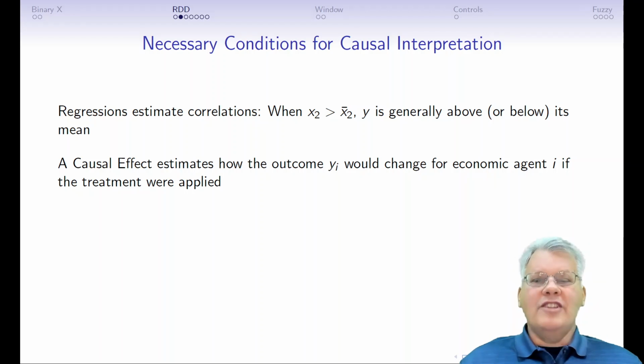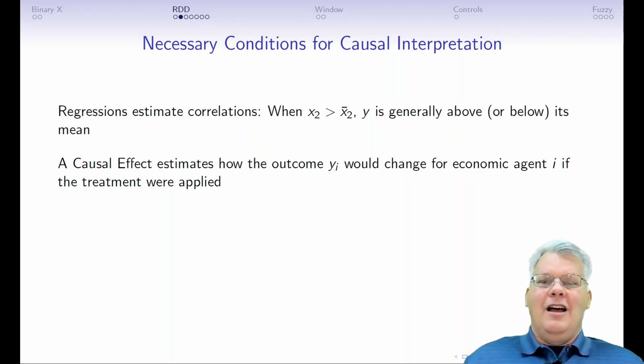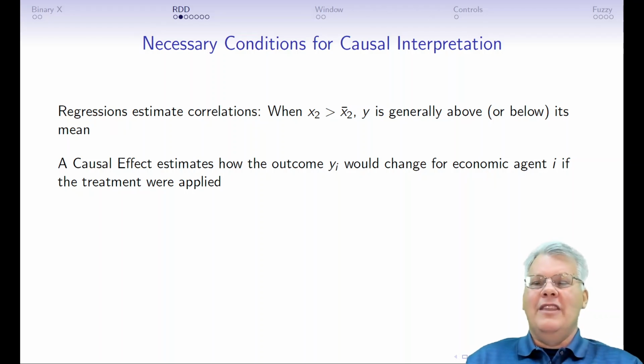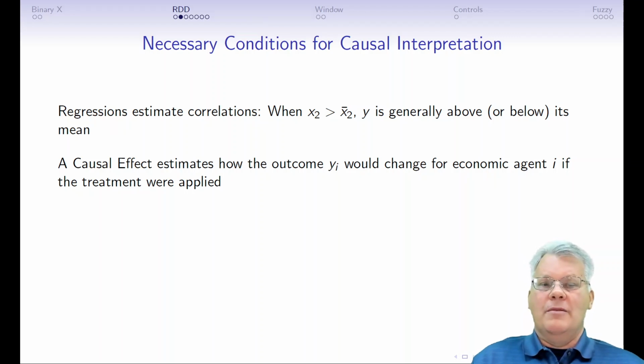The causal effect, by contrast, estimates something that's not a correlation but an actual causation, meaning that if I were to apply the treatment, this is how it would change the outcome for this particular economic agent.